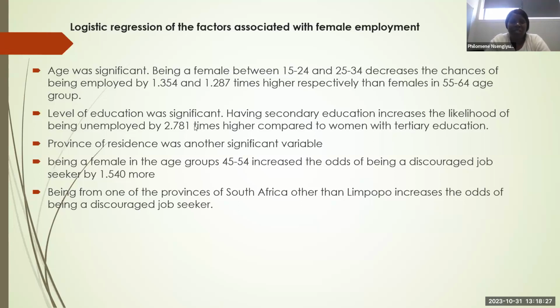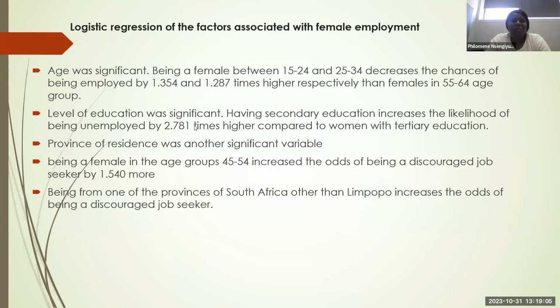And this is obvious because females who are part of the youth are more likely to be unemployed because they are on the job market, compared to females between 55 and 64. These females are employed already and they are even tending to be retired. So these youth are still on the job market looking for a job. That's why the percentage is higher compared to the older ones.